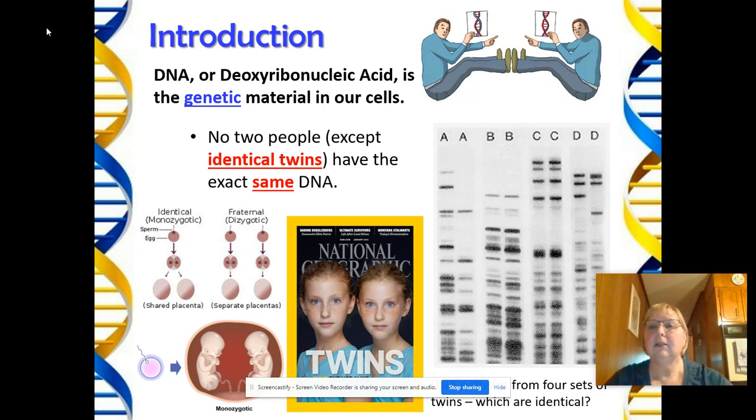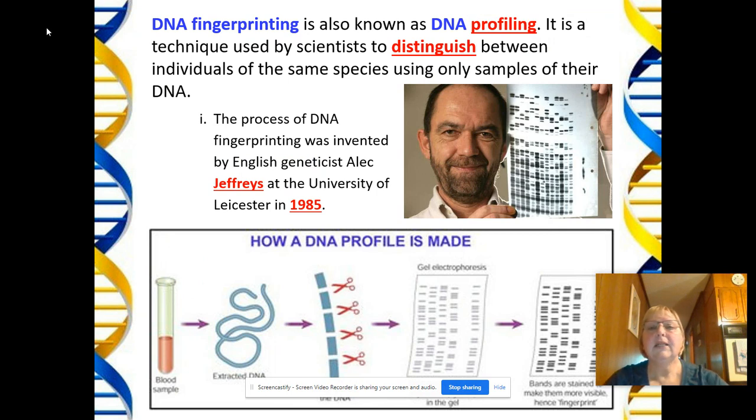Just a little information. DNA fingerprinting is also known as DNA profiling, and it is a technique used by scientists even today to distinguish between individuals of the same species. And this process was invented by Alec Jeffreys in 1985. In fact, he got a Nobel Prize on it.